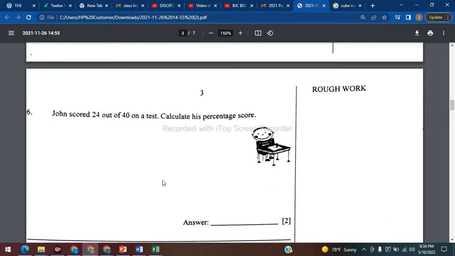Alright, so John scored 24 out of 40 on the test. Calculate his percentage score. You got a 60. Oh, he got a 60. Anyone want to second that? Nice. What did he get?